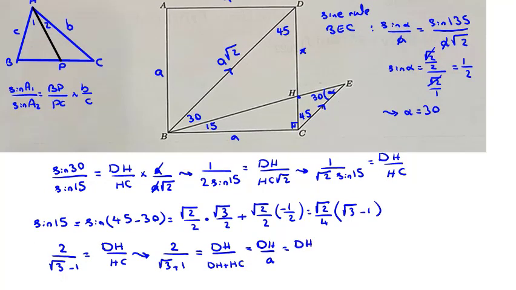So it will be DH over root 3 plus 1. Now, if we multiply both sides by root 3 plus 1, then we conclude DH is equal to 2. Okay, for solving this problem, we only use sine rule and ratio lemma. That useful ratio lemma is an idea.